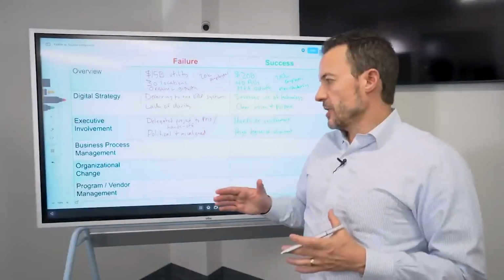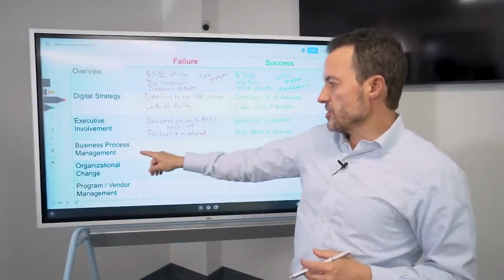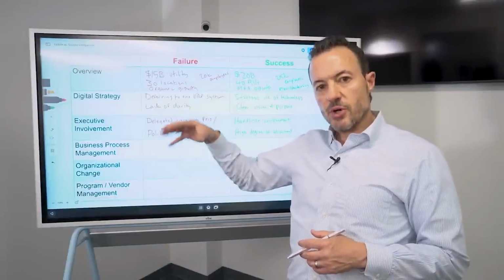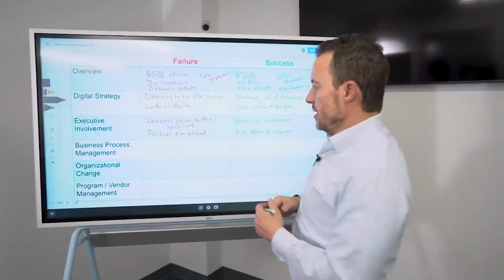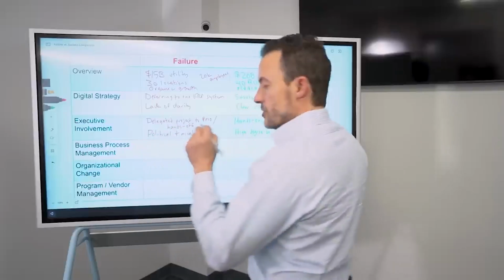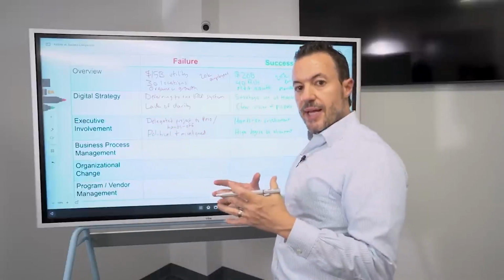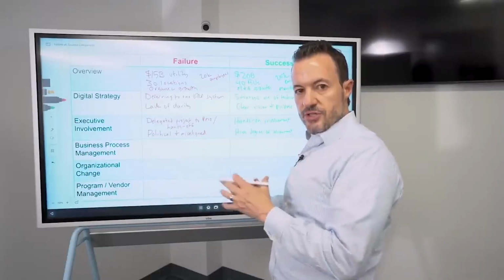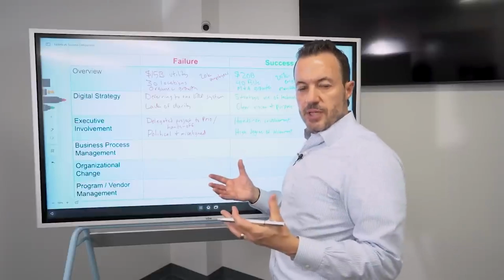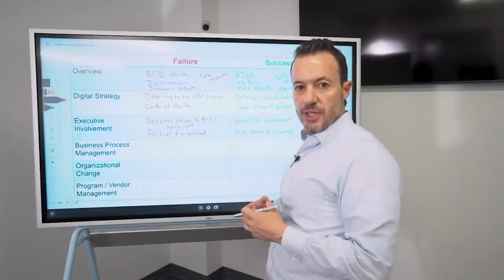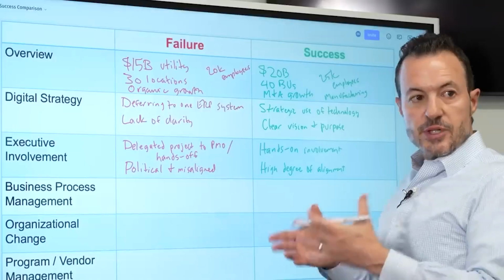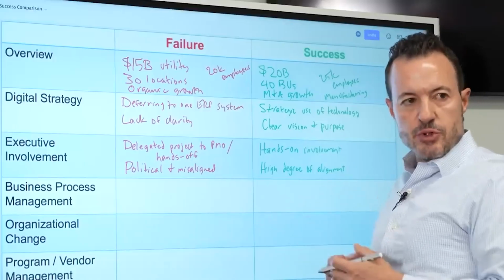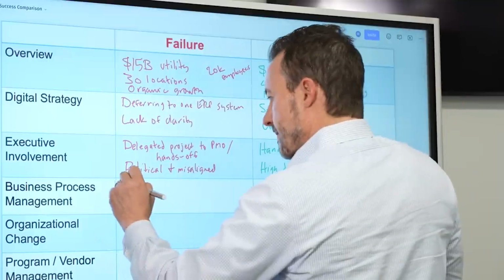Now next, it helps to look at how each of these two organizations addressed their business processes as part of their overall digital transformation. The failed implementation really had a lack of understanding of what their current processes are and what they wanted their future processes to be. There just wasn't much documentation around current state or future state, nor did they think much about what they wanted their future state to be. So essentially, there was a lack of focus on current and future state business processes.